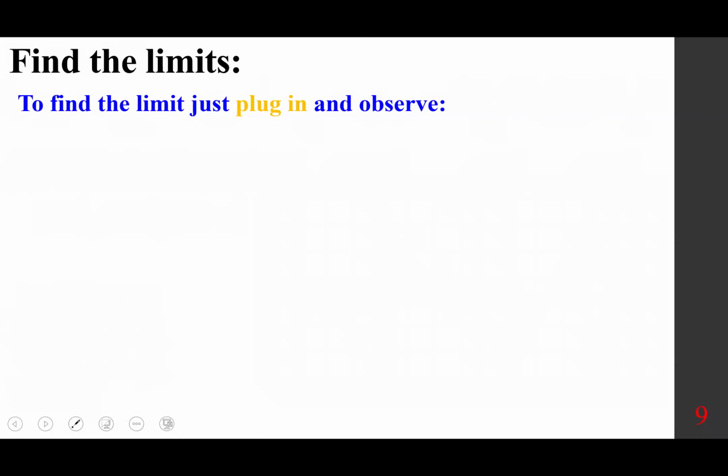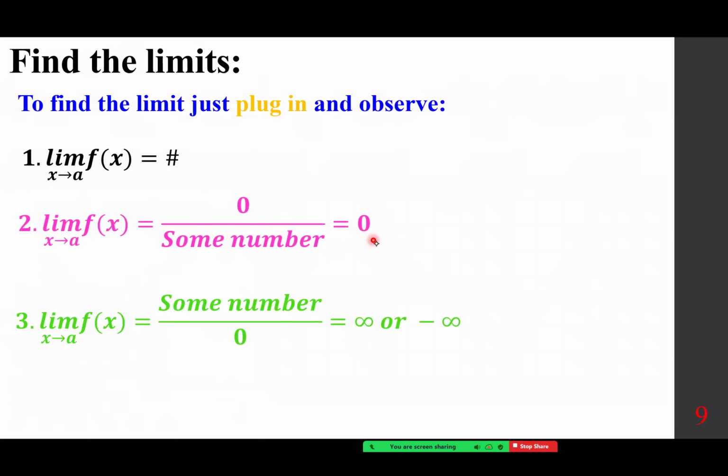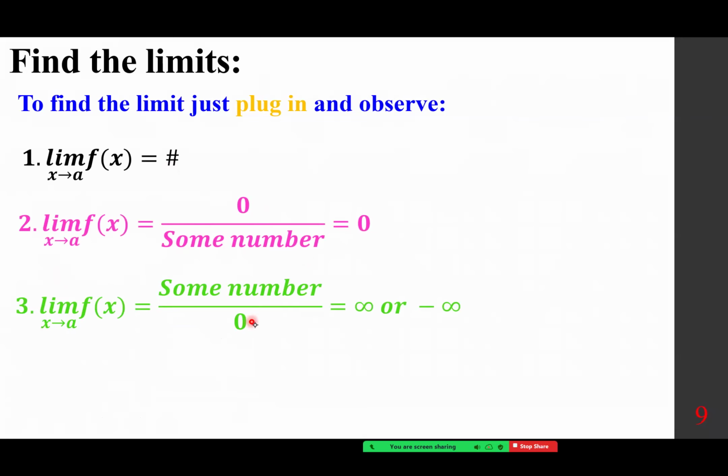To find the limit, just plug in and observe. If you plug in and it gives you a number, you're done. That's the answer. If you plug in and it gives you 0 over some number, the answer is 0 and you're done. If it gives you some number over 0, previously we would say undefined, but it's either infinity or negative infinity. We further investigate to see which one is the case.